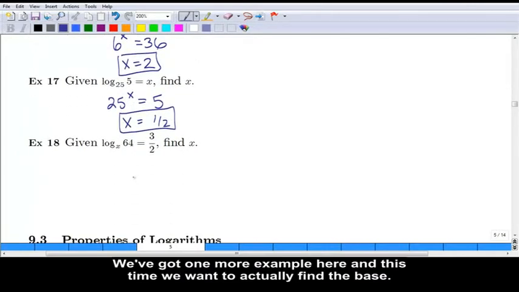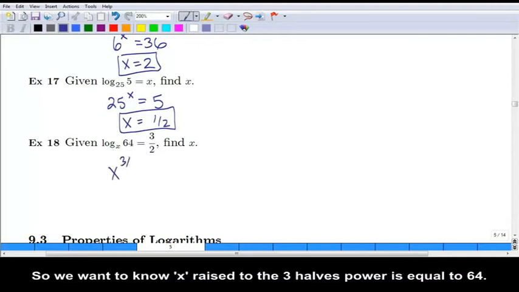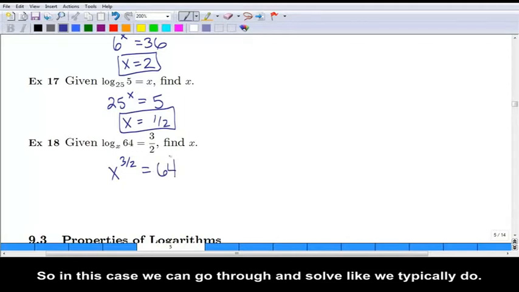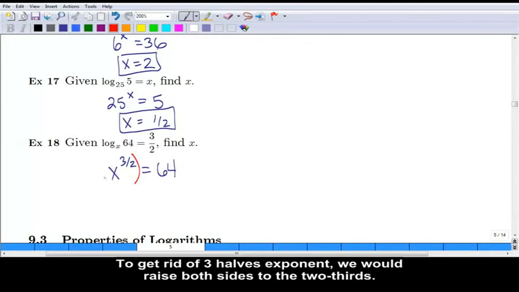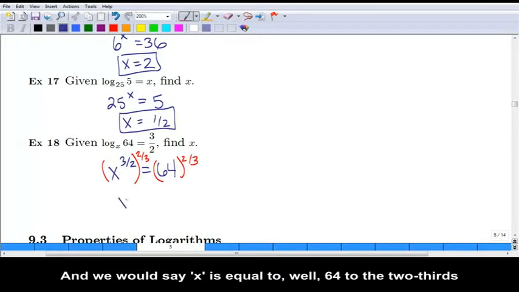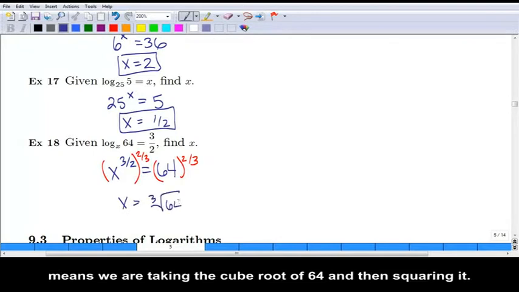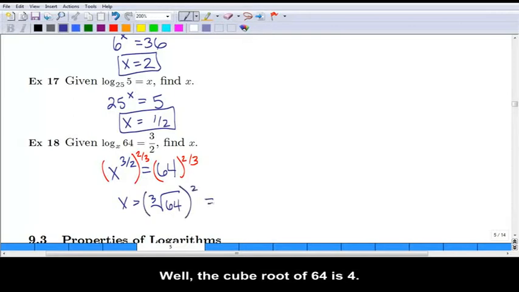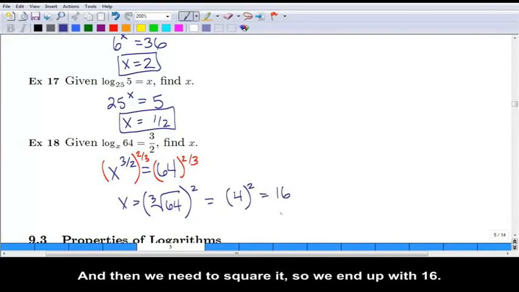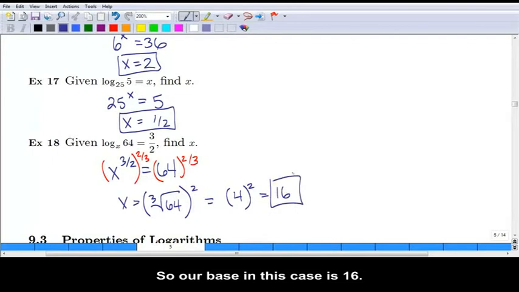We've got one more example here, and this time we want to actually find the base. So we want to know x raised to the 3/2 power is equal to 64. So in this case, we can go through and solve like we typically do. To get rid of a 3/2 exponent, we would raise both sides to the 2/3. And we would say x is equal to, well, 64 to the 2/3 means we are taking the cube root of 64 and then squaring it. Well, the cube root of 64 is 4. And then we need to square it, so we end up with 16. So our base in this case is 16.